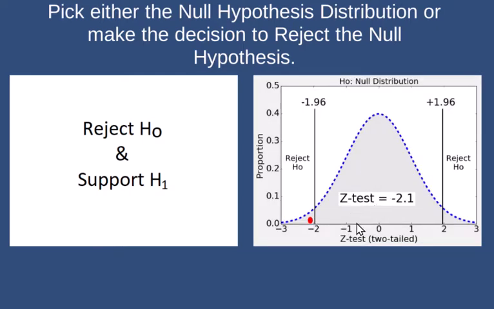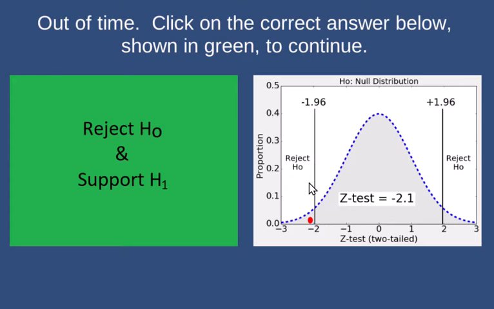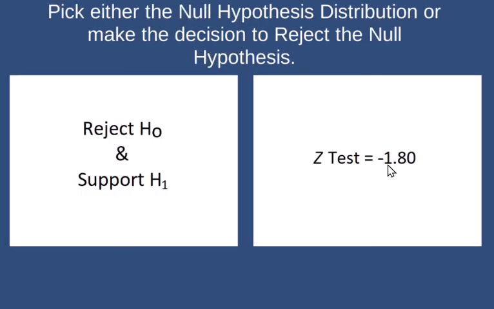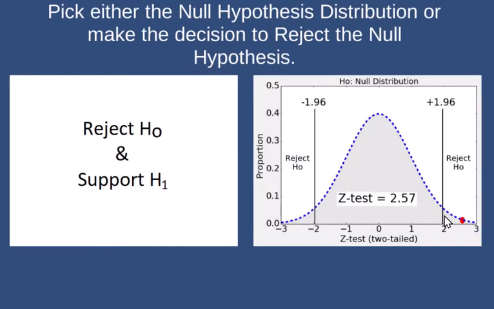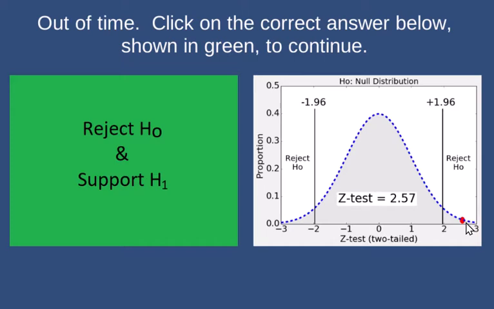Our z-test of negative 2.1, so that sample mean is 2.1 standard errors below the mean. It's in the reject zone, so we reject it. Z-test of negative 1.80, that's within our plus minus 1.96. Great job, null hypothesis distribution, we'll retain you. Z-test of 2.57, that's outside of our plus minus 1.96. Null hypothesis distribution did not do a good job of calling this, so we'll go ahead and reject it.